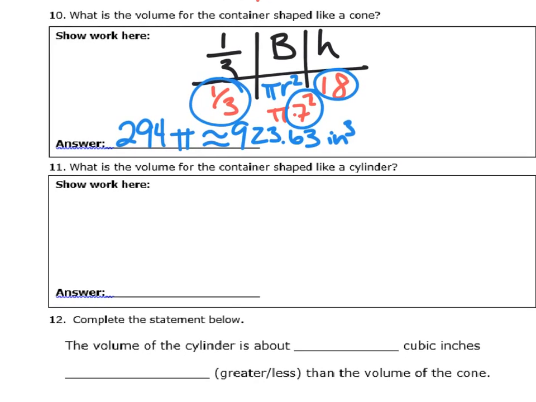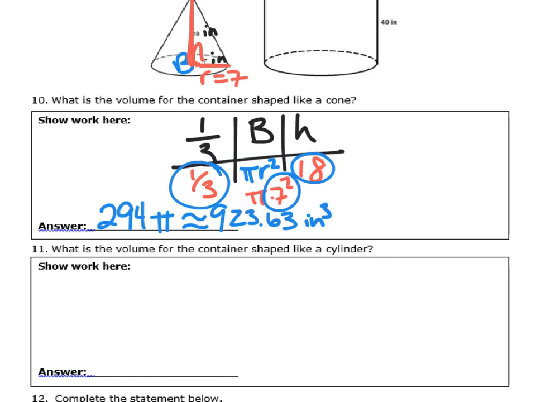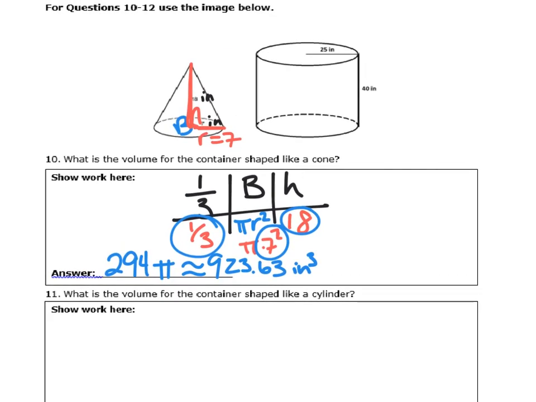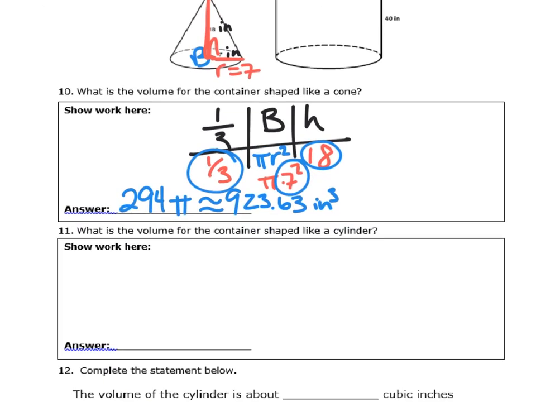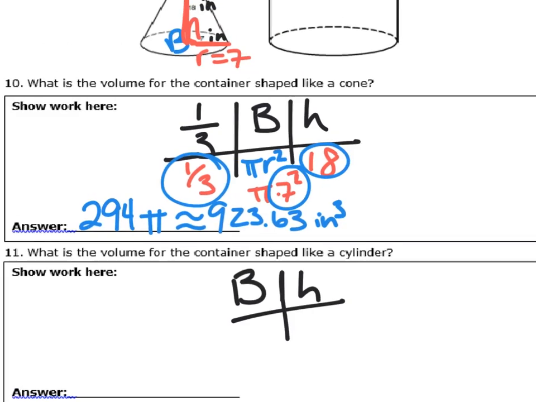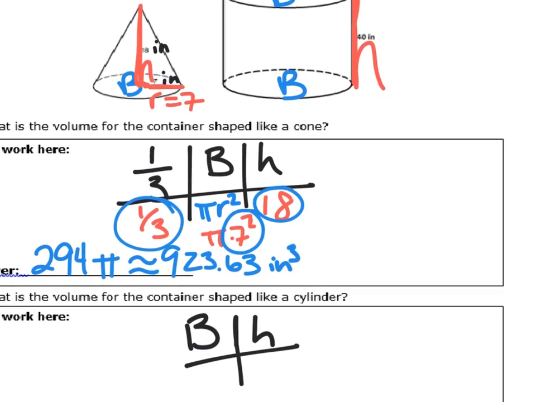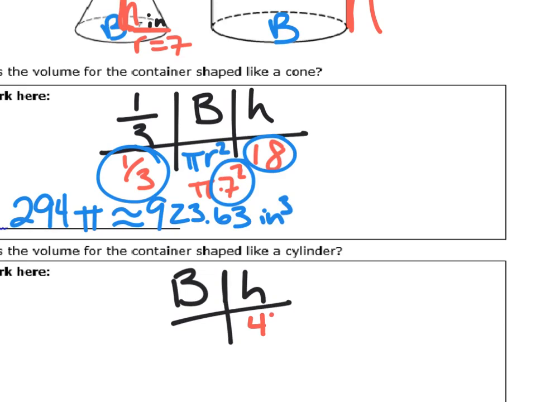What is the volume for the container shaped like a cylinder? So now we're going to use our cylinder formula. If I look at the cylinder on my formula chart, it's just BH. So I need to identify my base. My base right here are the 2 circles. The distance between my 2 bases is h, the height. So I automatically have the height. I can go ahead and write that, 40.